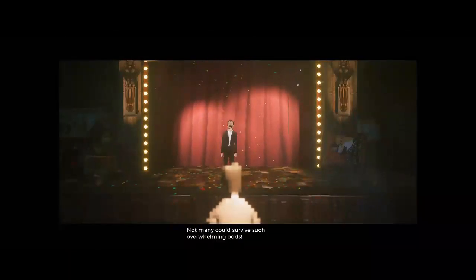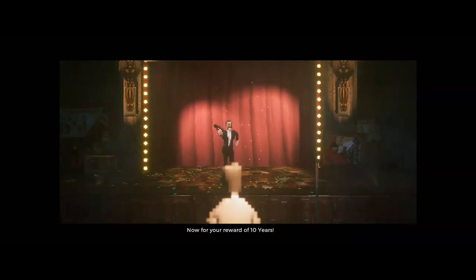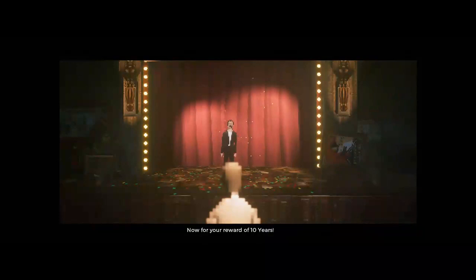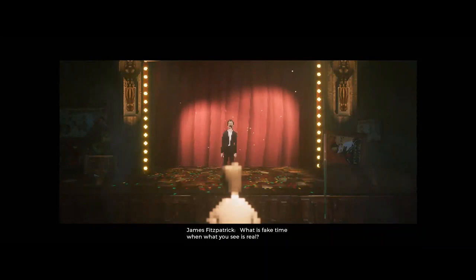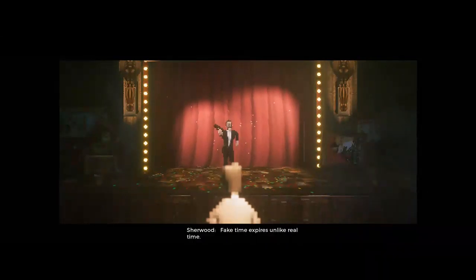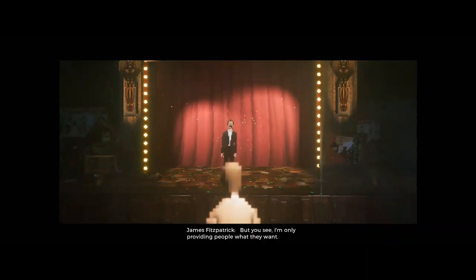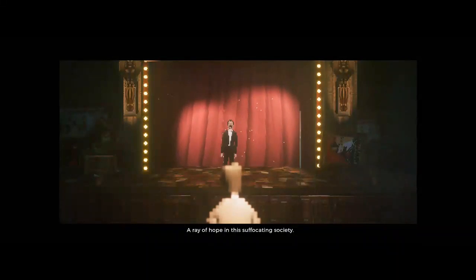Not many could survive such overwhelming odds of defeating people. So he offers you 10 years, and of course Sherwood doubts it and says it's 10 years of fake time. You know, what is fake time when what you see is real? Because fake time expires, unlike real time. But you see, I'm only providing people what they want. Okay? A ray of hope in this suffocating society.